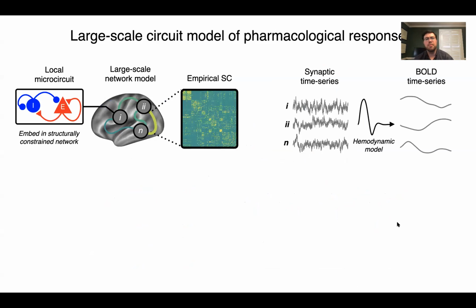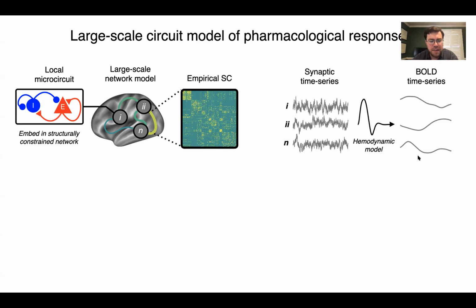And so what we'd like to do on the modeling side is try to directly simulate the effect of the drug in a biophysically based model and see whether we can recapitulate the neuroimaging effects observed at the systems level. And so we have this model with excitatory inhibitory neurons embedded on each node. The interactions between the nodes are constrained by a structural connectivity matrix derived from diffusion-weighted imaging. We simulate synaptic and hemodynamic time series to create a simulated BOLD functional connectivity measure.